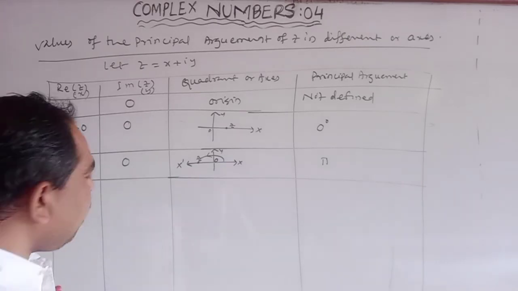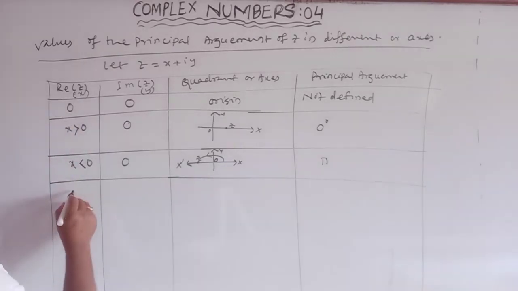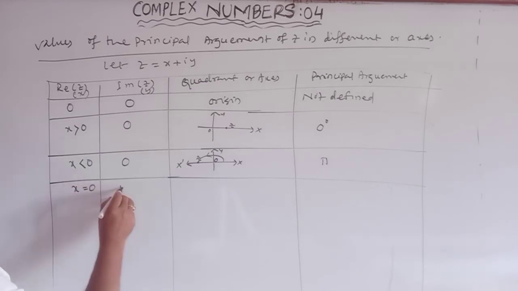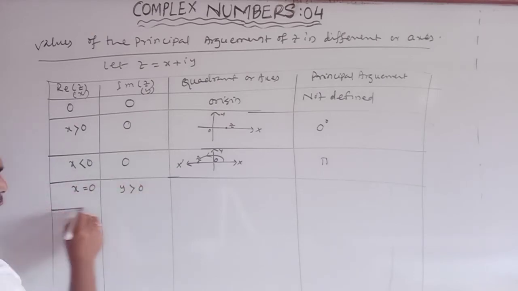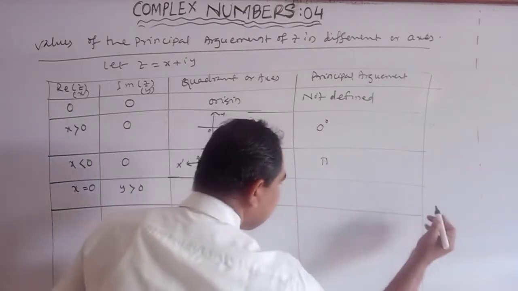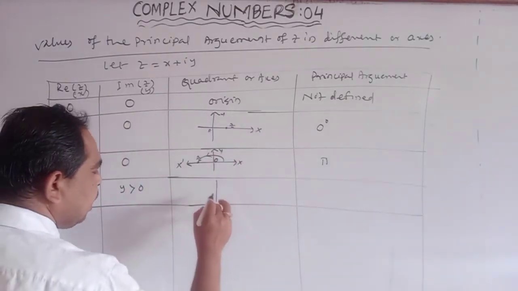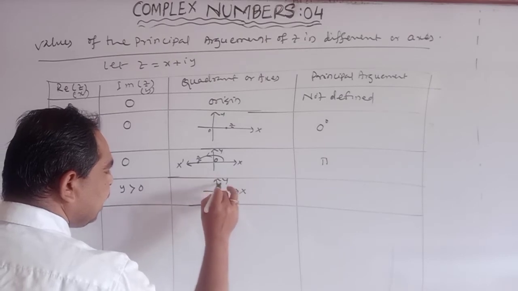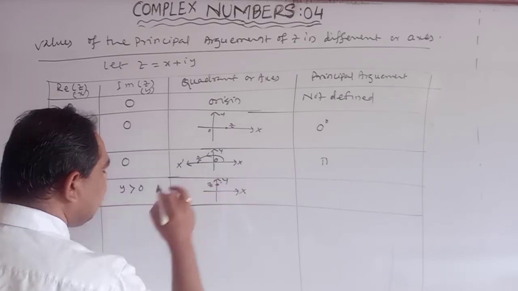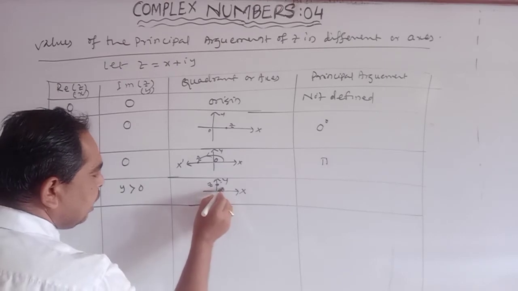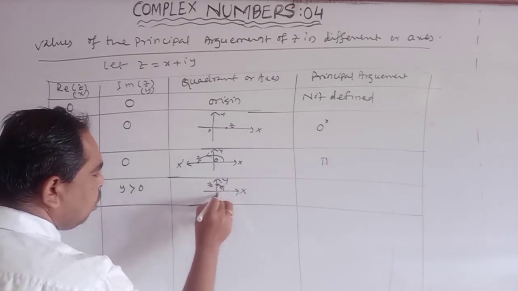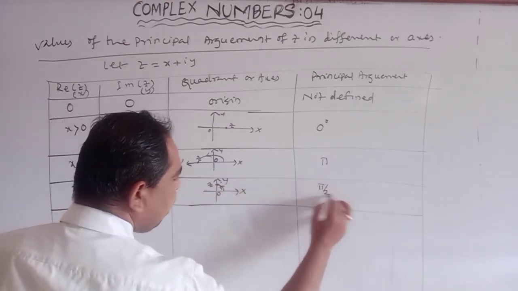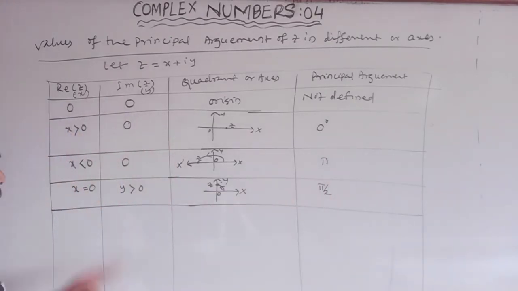If x is equal to 0, y greater than 0, this is x, this is y, z lies in the positive y axis. Z lies in positive y axis means the angle is pi by 2.